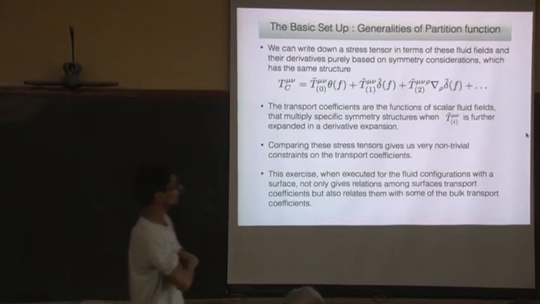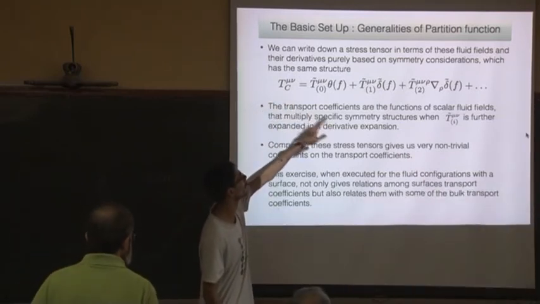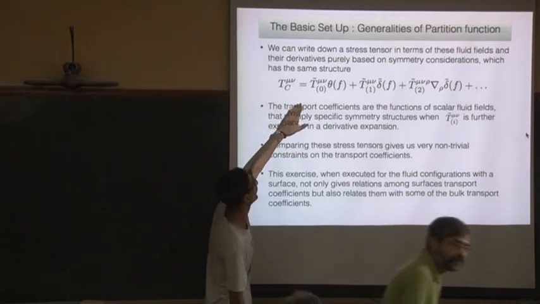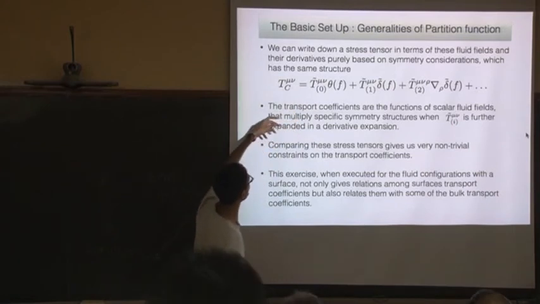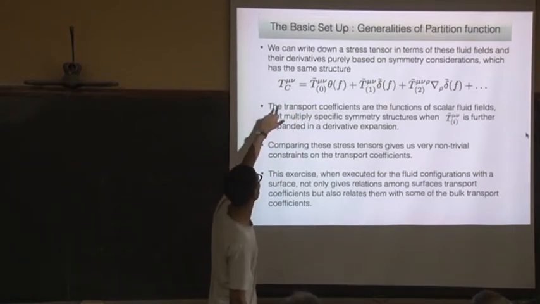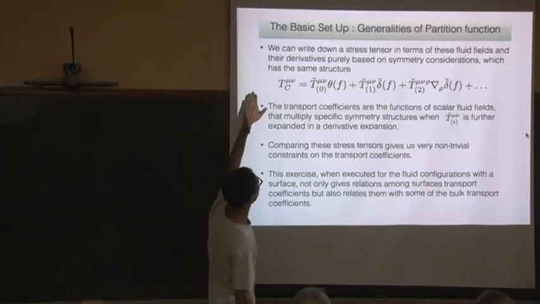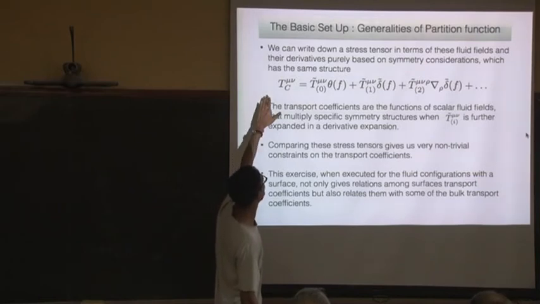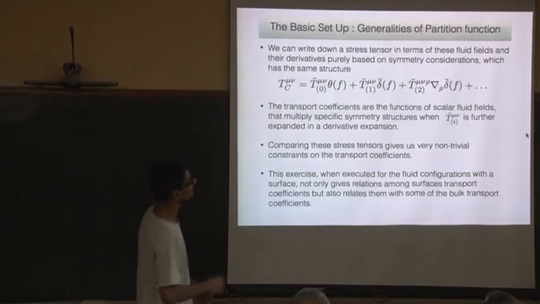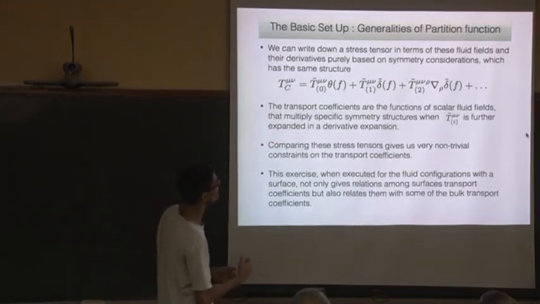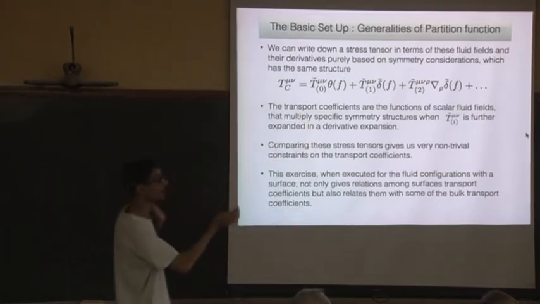Now from the other side, forgetting about the partition function, I can just write down a stress tensor, the constitutive relations, in terms of all possible terms that I can have from symmetry, with restrictions that I denote with this C. The partition function gives me a stress tensor, and based on symmetry considerations I can write it down. The transport coefficients are functions of the scalar fluid fields that multiply specific symmetry structures when this T tilde mu nu is further expanded in a derivative expansion.